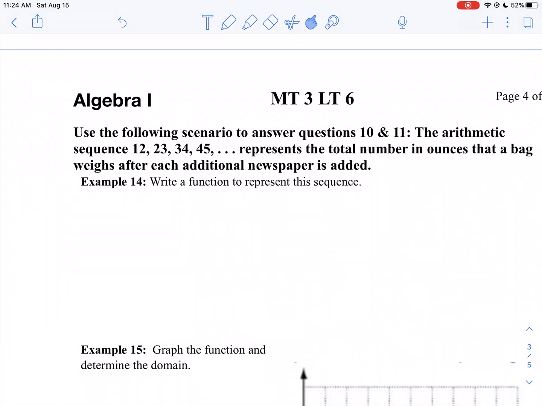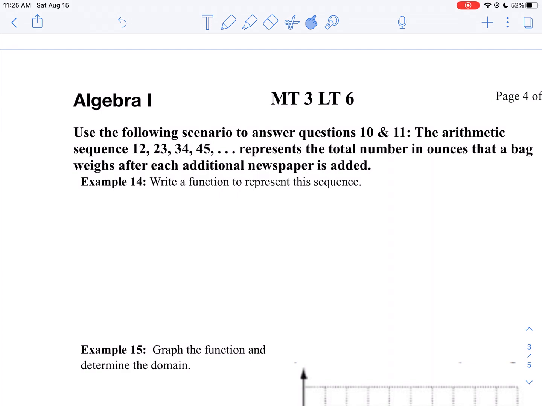In our next problem, we have an arithmetic sequence that goes 12, 23, 34, 45 that represents the total number of ounces that a bag weighs after each additional newspaper is added. So if we add newspapers to a bag, that's what this function is going to represent. I want to write a function to represent the sequence.